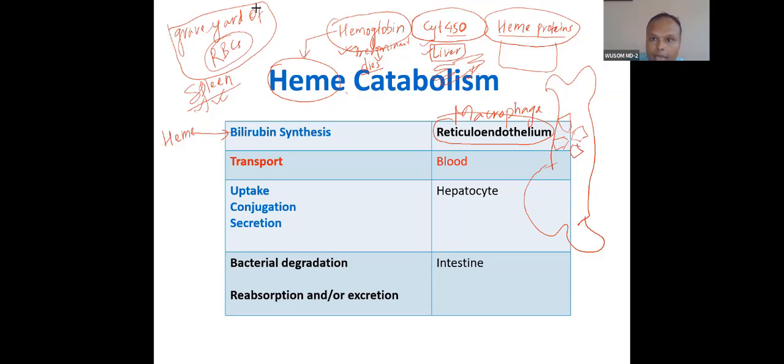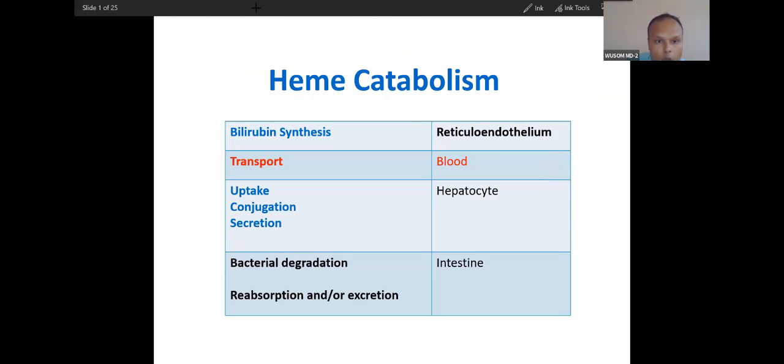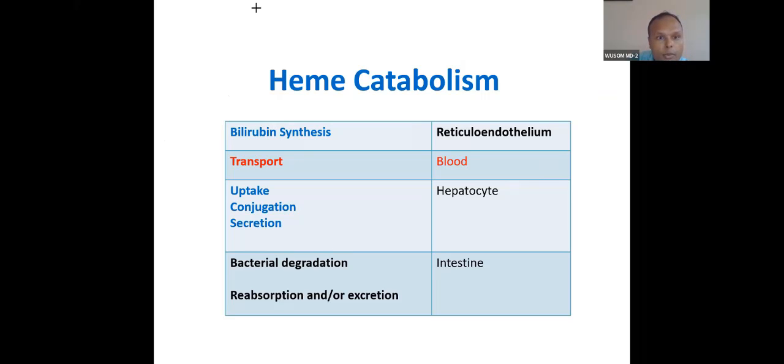Let's first see this reaction of heme degradation in the context of the spleen, and then we will utilize it elsewhere. In the spleen, from heme there will be production of bilirubin. This bilirubin is unconjugated bilirubin.